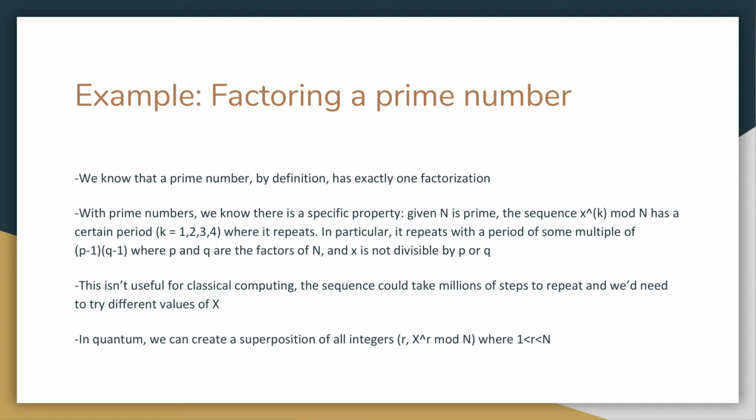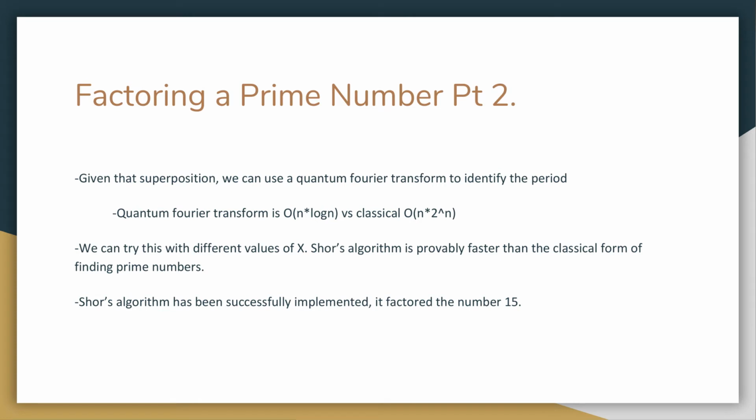But in quantum computing, you can do a superposition of all of the integers. So instead of trying this with each integer between like 2, 3, 4, 5, you could try this with all of the integers, or a lot of integers, not all, but a lot, in superposition. And with that superposition, you can use what's called a quantum Fourier transform to identify the period.